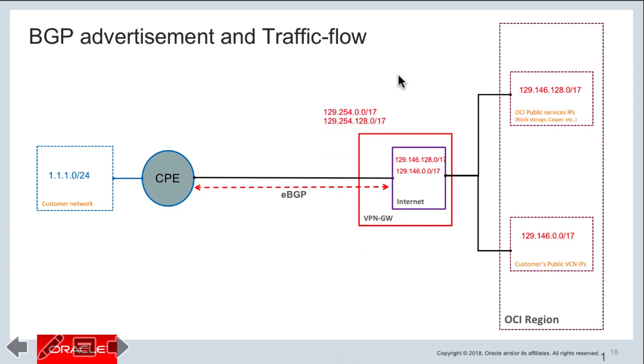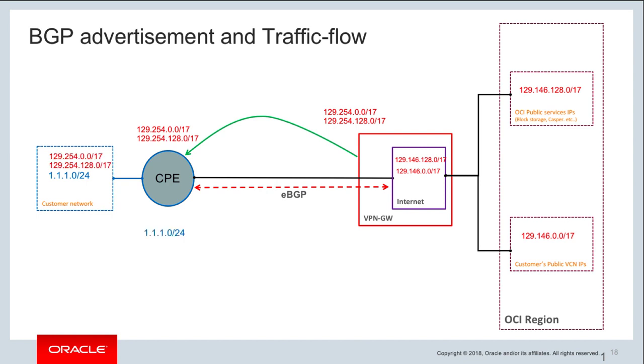Once your IP prefixes are verified, we start sharing all of the public prefixes on the OCI side. So again, it involves the OCI public services and also the customer's public VCN IPs. And then similarly, the customer CPE device starts advertising its own IP prefix. So our gateway then gets that prefix as well. And from there on, moving forward, the communication happening on these public IPs is over this public peering connection.